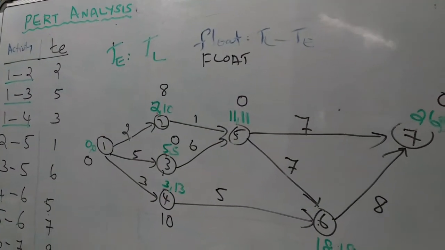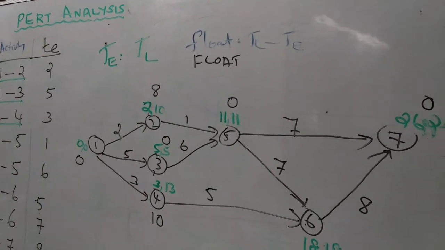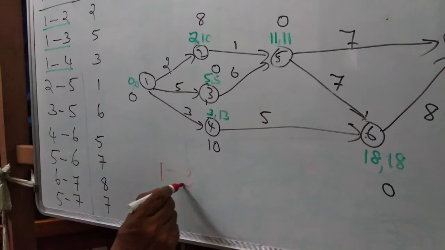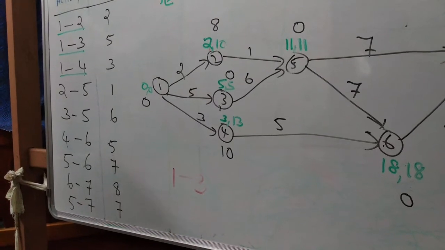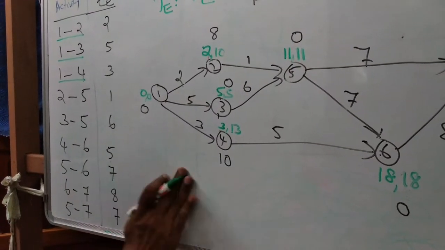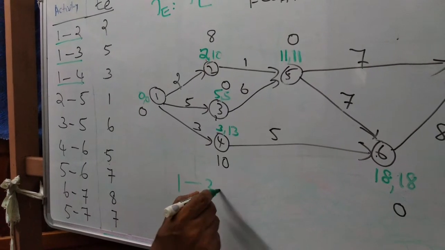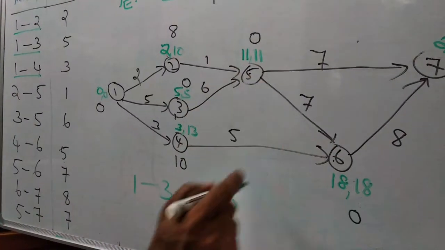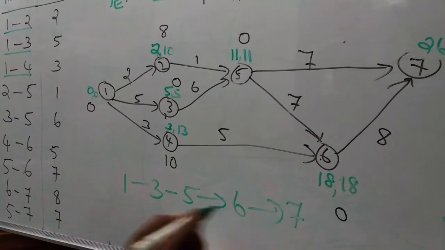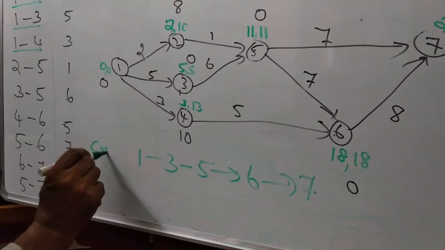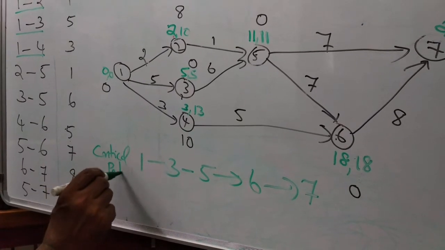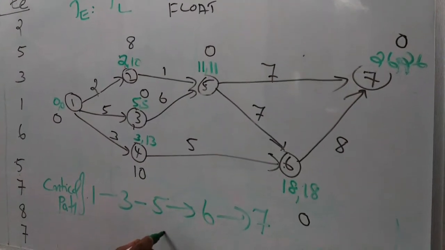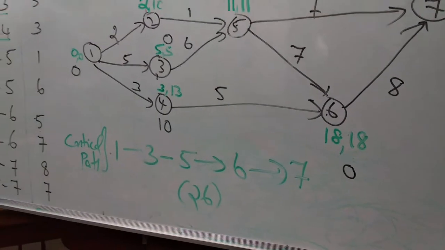Which activities have zero float? Activity 1 to 3 has zero float. Then 3 to 5 has zero float. 5 to 6 has zero float. 6 to 7, zero. This is the critical path. And the duration is 5, 11, 18, 26. So 26 is the critical duration.